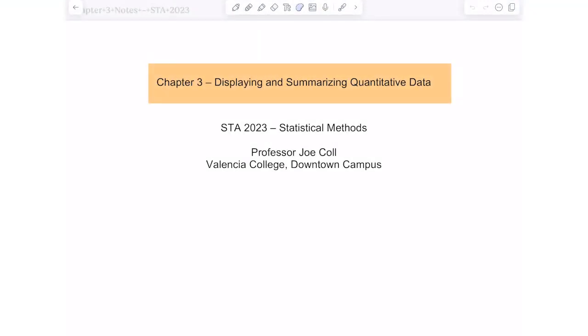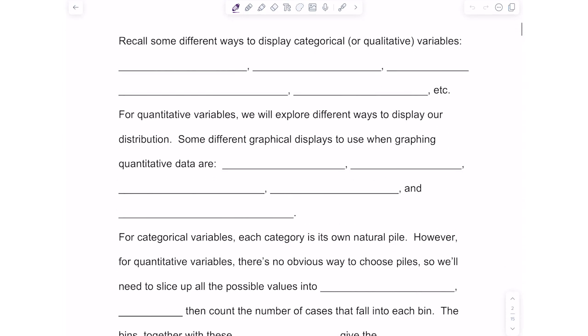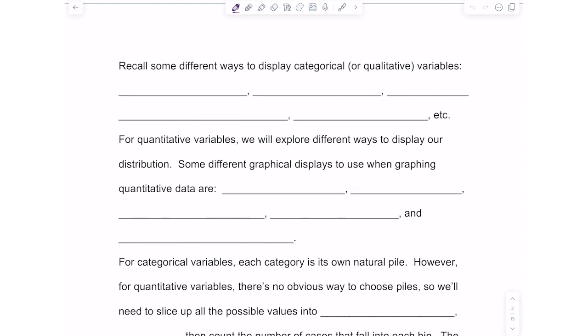In this video, we're going to look at displaying and summarizing quantitative data. So if you'll recall, in the last chapter, we talked about different ways to display categorical variables. Take a few seconds to think about some of those ways.